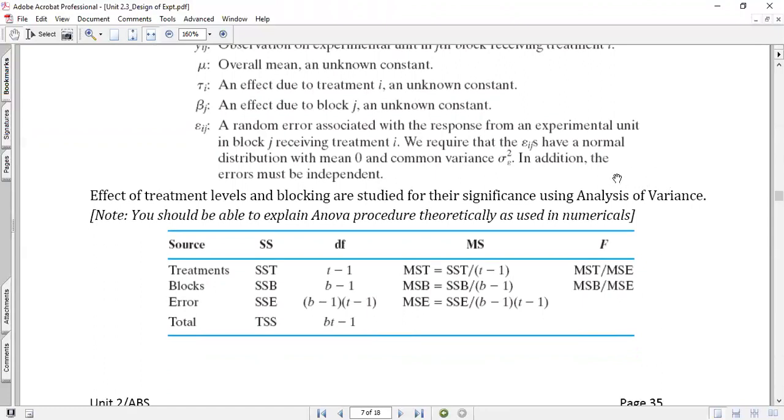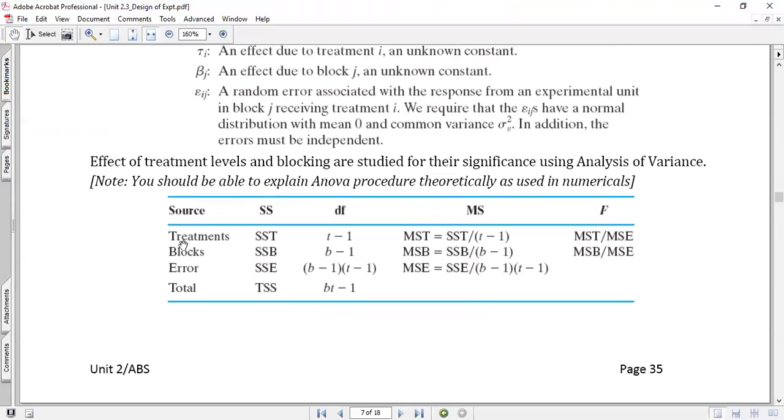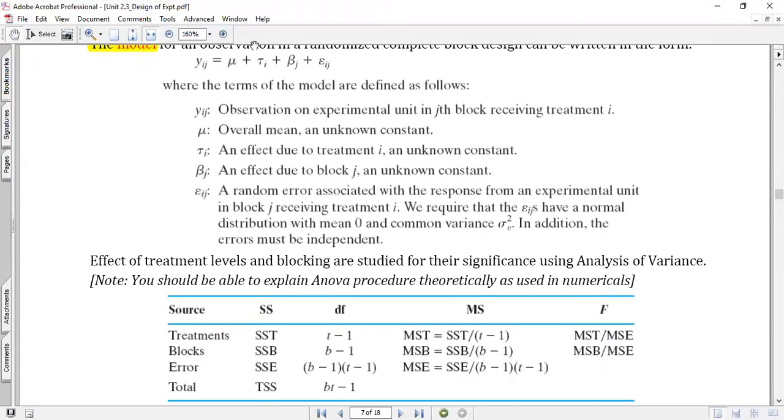For that you will perform analysis of variance, ANOVA, as you did earlier. Now if you observe it carefully, mu is supposed to be all the values, but not so. Three terms are there: tau for the treatment, beta for the block, epsilon for the error. Which is greater, we want to find out.